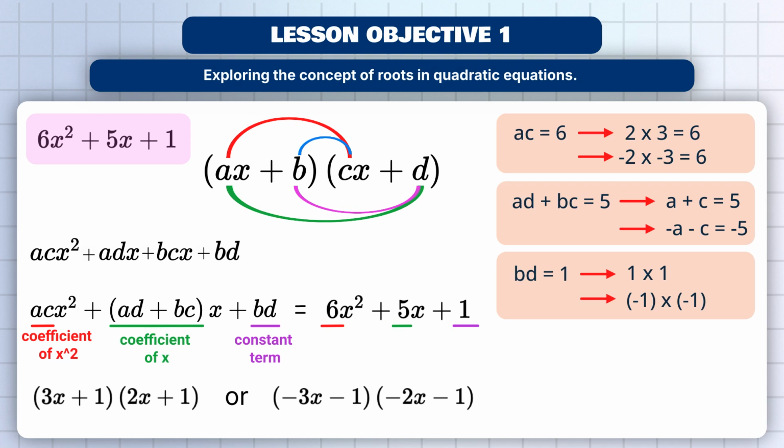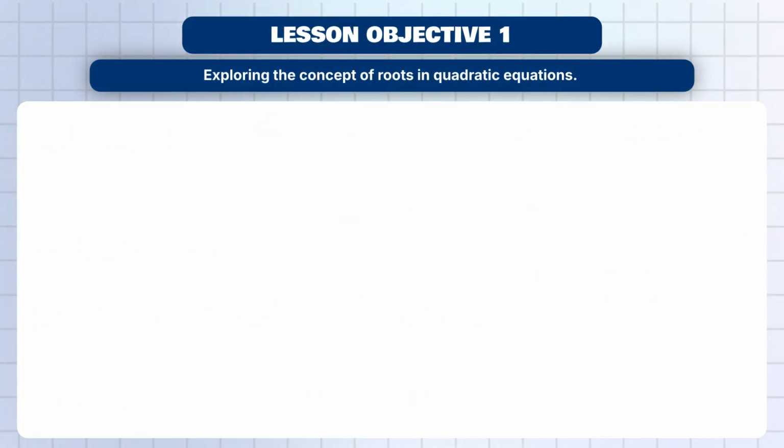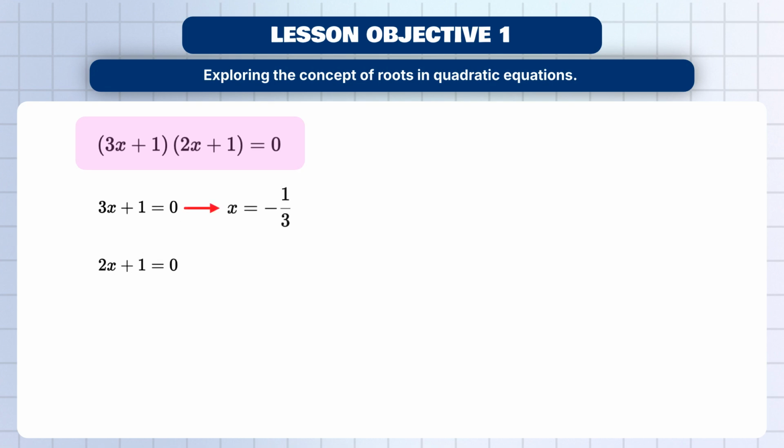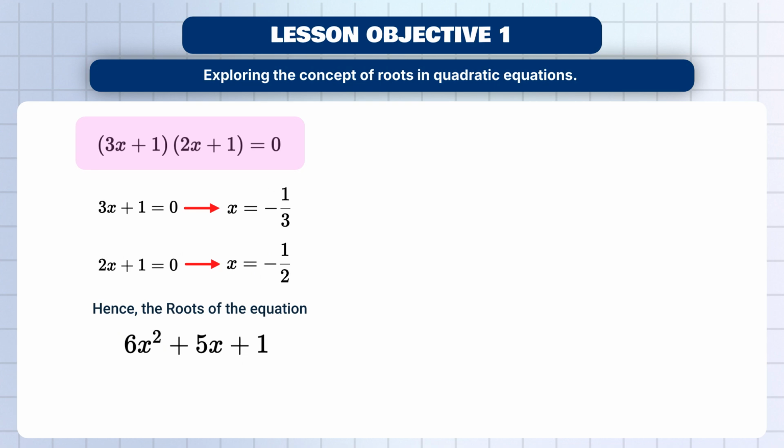Now let's return to our example and find the roots of the equation. We have the factorized equation, (3x plus 1) times (2x plus 1), which equals 0. For the product to be 0, at least one of the factors must be 0, meaning either 3x plus 1 should equal 0, or 2x plus 1 should equal 0. Solving these, we get x equals minus a third, and x equals minus a half. Hence, the roots of the equation 6x squared plus 5x plus 1 are x equals minus a third, and x equals minus a half.